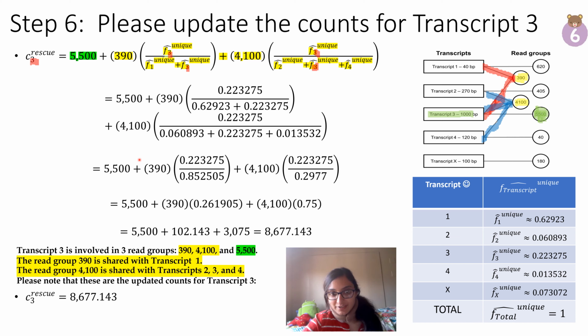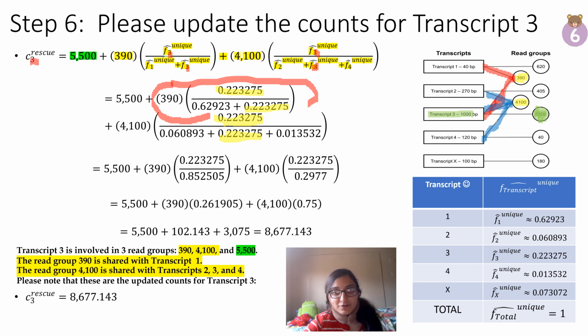So there's 4,100 here. And then we're just taking this F3 unique, which we have as 0.223275, and that's what we're putting here. Again, you can see that is just the same, right? These values are the same as this. It's just F3 unique. You're just taking that same value, and you have it here, here, and here, and you're just scaling it by the other part. So this part here is helping you out with this part, from the diagram that we saw.